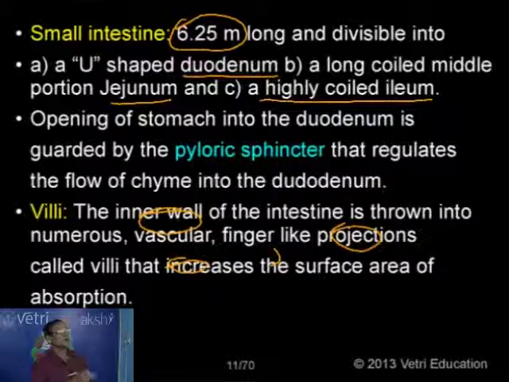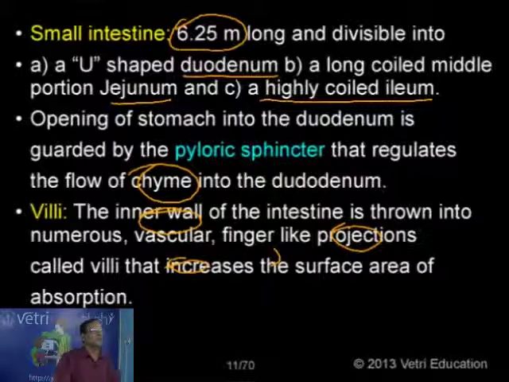So it is also a ring of muscle which regulates the flow of chyme. Chyme is nothing but a semi-solid, partially digested, porridge-like food that is formed normally in the stomach. So it regulates the flow of chyme from the stomach into the duodenum. That is about the role of this sphincter muscle, the pyloric sphincter.